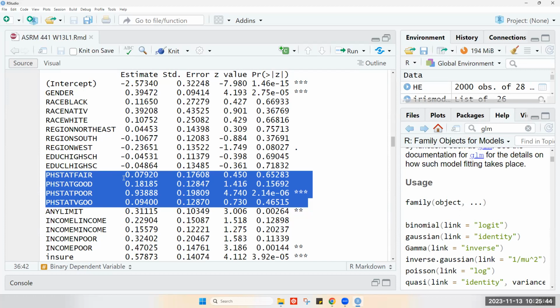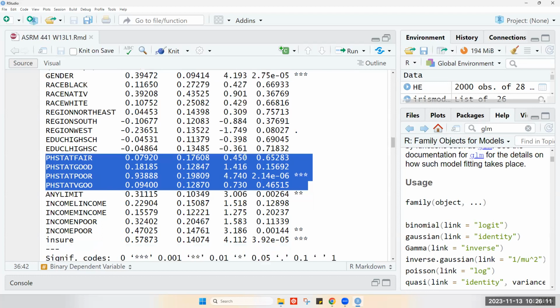This is probably a statistical artifact. What I would want to know is how many individuals are in this category. It seems that most individuals are in the very good or the good category because they have a lower standard error. But that could just mean that they're less variable. Who knows? Anyways, that's a little bit of interpretation for these coefficients.